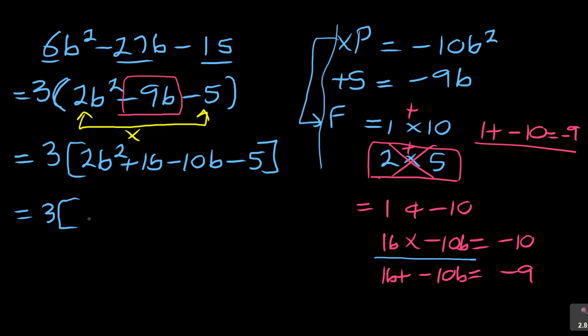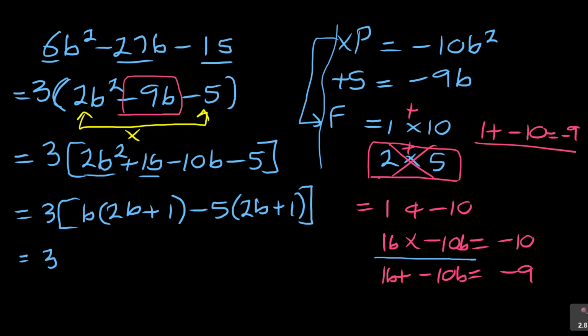Equal to 3. Then what is common in the first two? It's b, and then bracket: b into 2b squared is 2b, b into b is plus 1. Are you seeing that? Then close the bracket. Then take out negative 5 here. Negative 5 into negative 10 is 2b. Negative 5 into negative 5 is plus 1. See that? Then equal to 3. Look at the two brackets. It's 2b plus 1, and then outside the bracket I've got b minus 5.